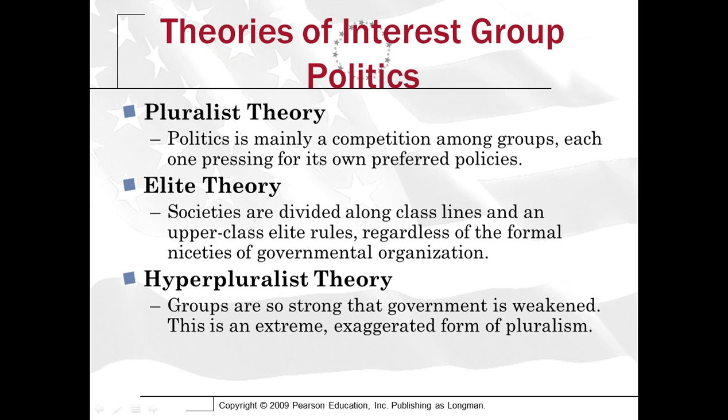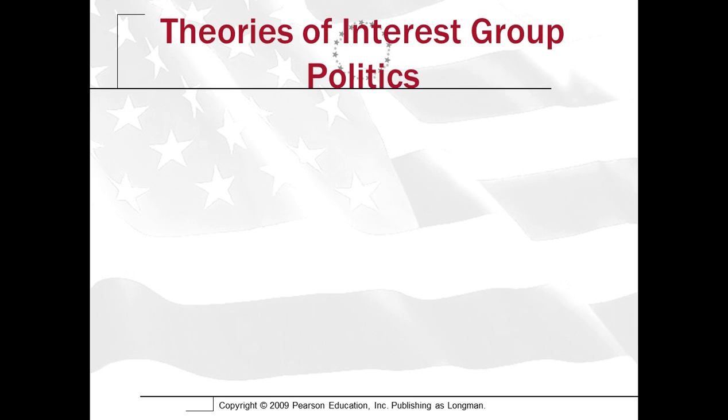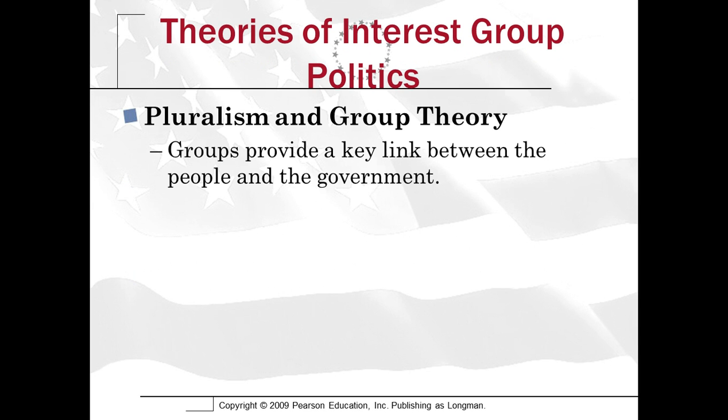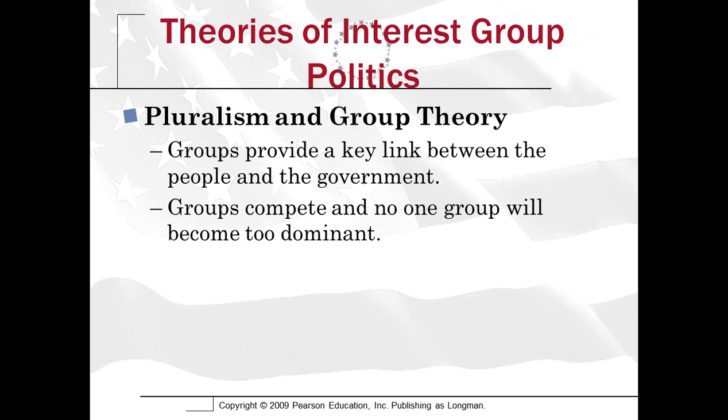Now, first we're going to talk about three theories of interest groups: pluralist theory, elite theory, and hyper-pluralist theory. And let me go into those in some detail here. Pluralism, or the pluralist theory of interest groups, says that interest groups are great. They're a link between the people and the government. That is, they're a linkage institute, a way we interact with the government. They compete, and the ones that have the most support will win.